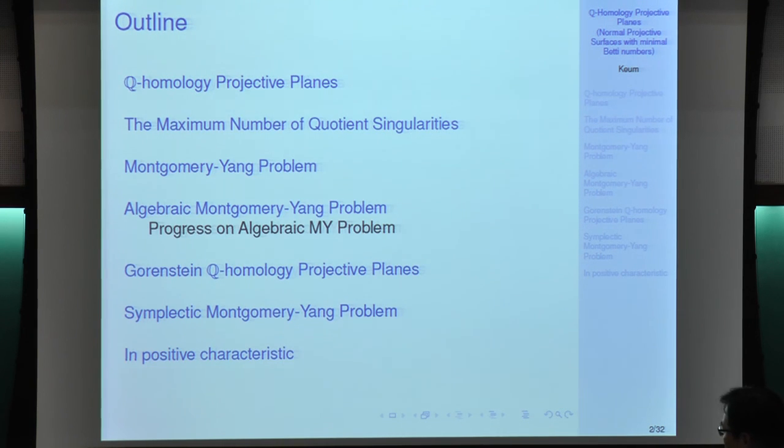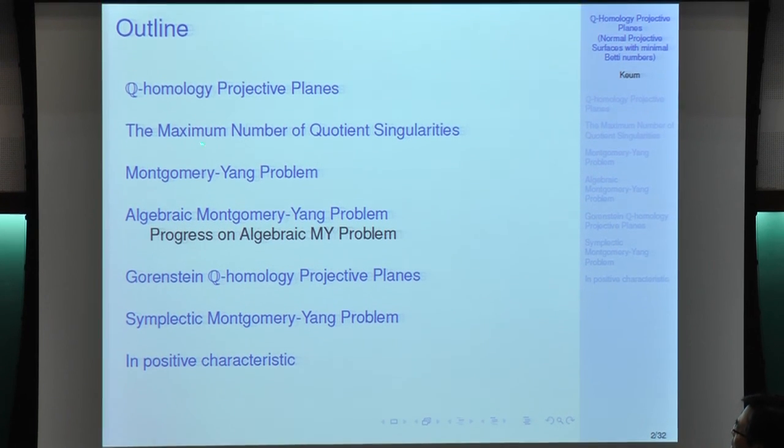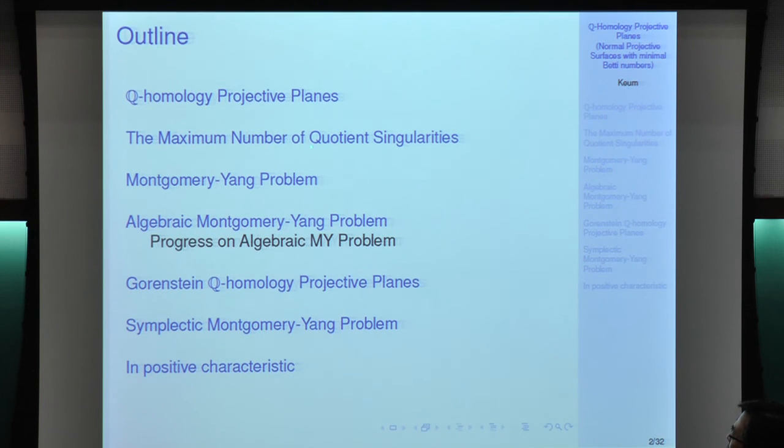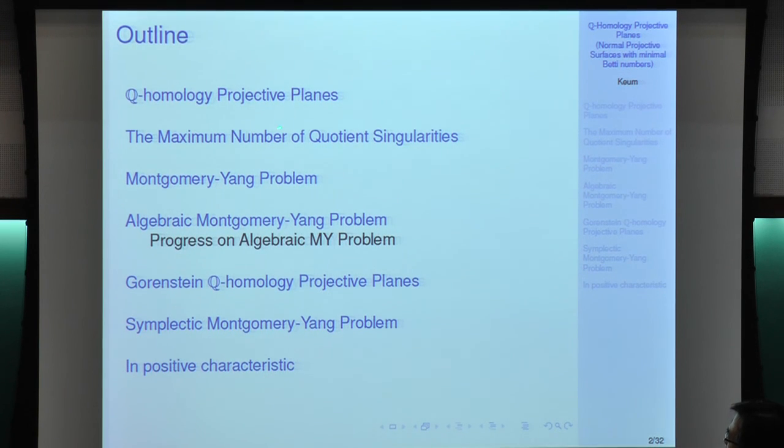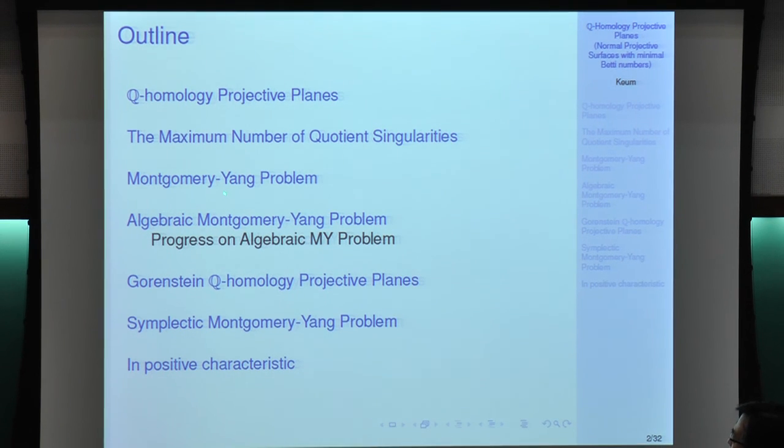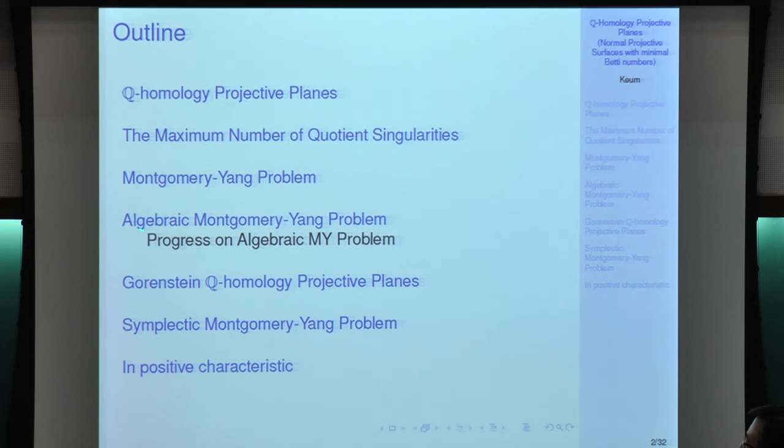So here are the outlines: Q-Homology projective planes, definitions and examples, and the maximum number of quotient singularities on Q-Homology projective planes, and the Montgomery-Yang problem. This originated from differential topology, circle actions on the 5-dimensional sphere, an algebraic version of the Montgomery-Yang problem, and progress on the algebraic Montgomery-Yang problem. And then I will pay attention to the Gorenstein case, and a few remarks on the symplectic case and the positive characteristic case.